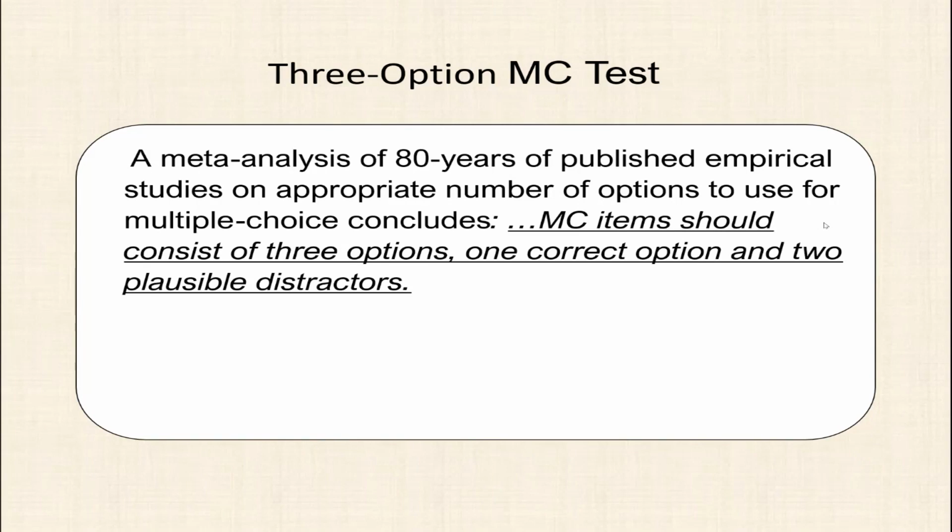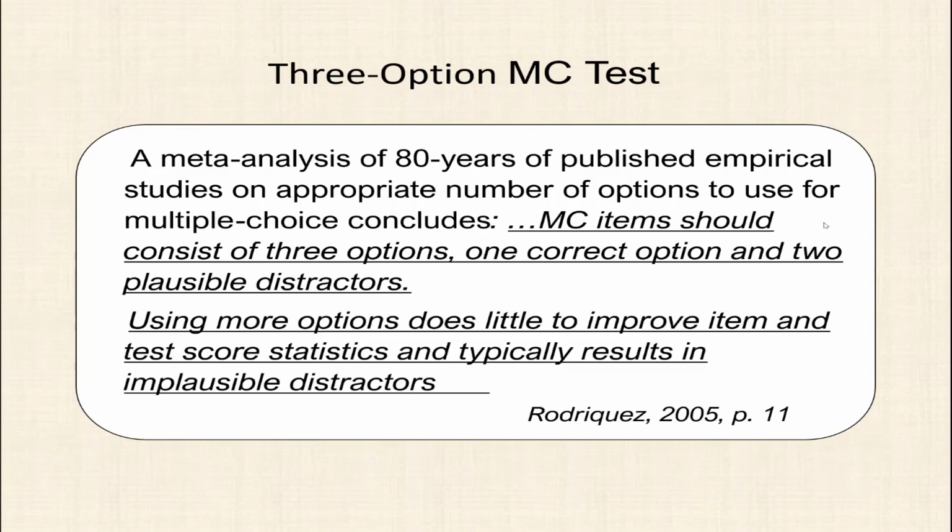All the researchers, item writers, all the books have this in it. A meta-analysis of 80 years of published empirical studies on the appropriate number of options to use for multiple choice concludes multiple choice items should consist of three options, one correct option and two plausible distractors. Using more options does little to improve item and test score statistics and typically results in implausible distractors.